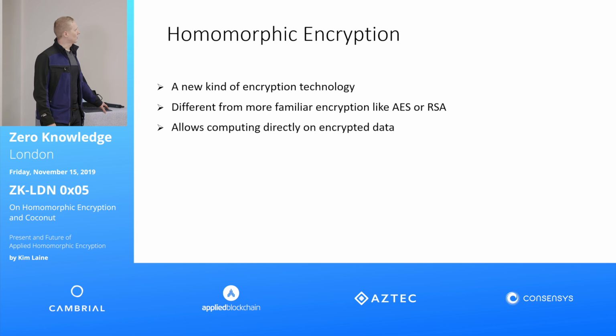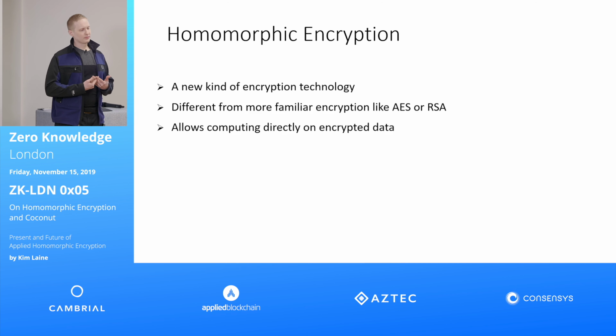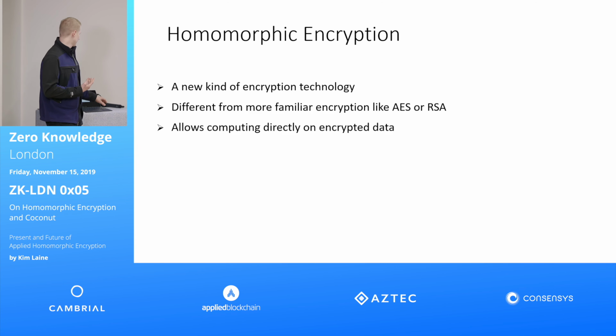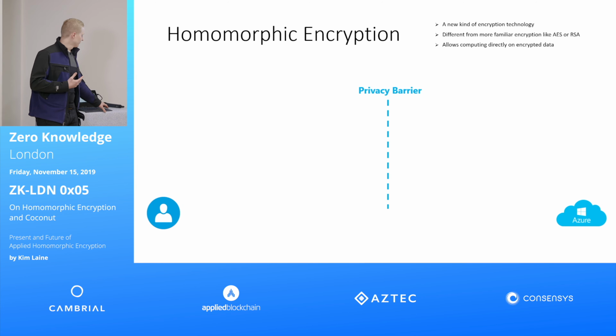So what homomorphic encryption is, is a new kind of encryption. It's not like AES, not like RSA. I don't know if I need to explain that to this audience necessarily, but often when I explain this to some customers, for example, they misunderstand this point. They think that it's like AES and then we somehow decrypt it very quickly or something like that. It's not like that. It's very different from those. What it allows you to do is compute directly on encrypted data. And that's the idea of homomorphic encryption.